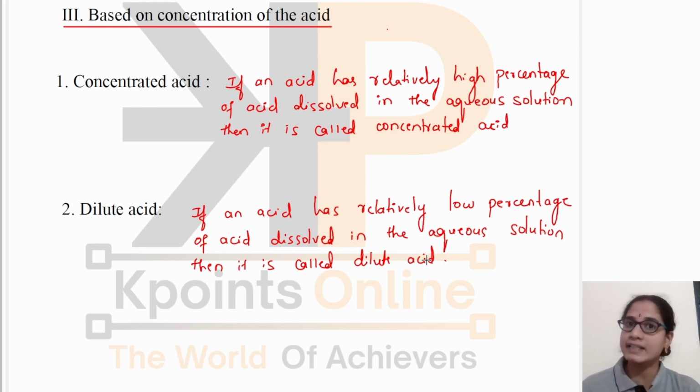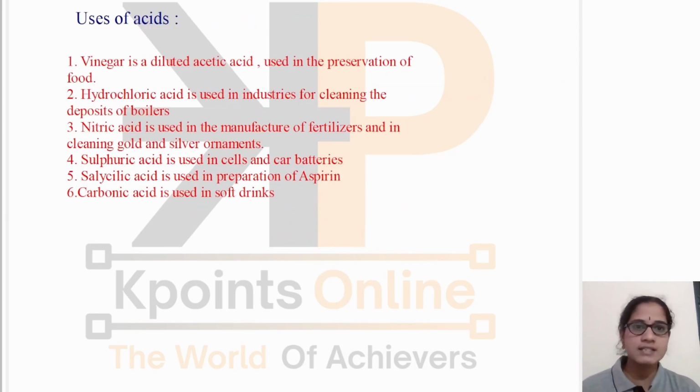These two are relative terms. If the acid consists of a relatively high percentage of acid in the aqueous solution, then it is called concentrated acid. And if it consists of a low percentage of acid in the aqueous solution, then it is called dilute acid. These are the classification of acid based on strength, concentration and sources. Now let us understand some of the uses of acids.